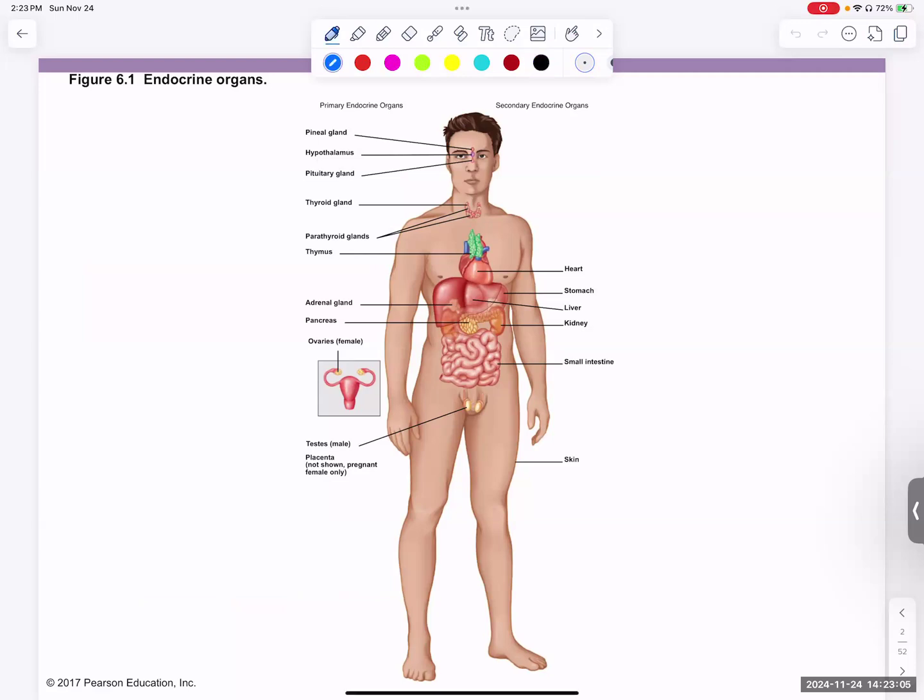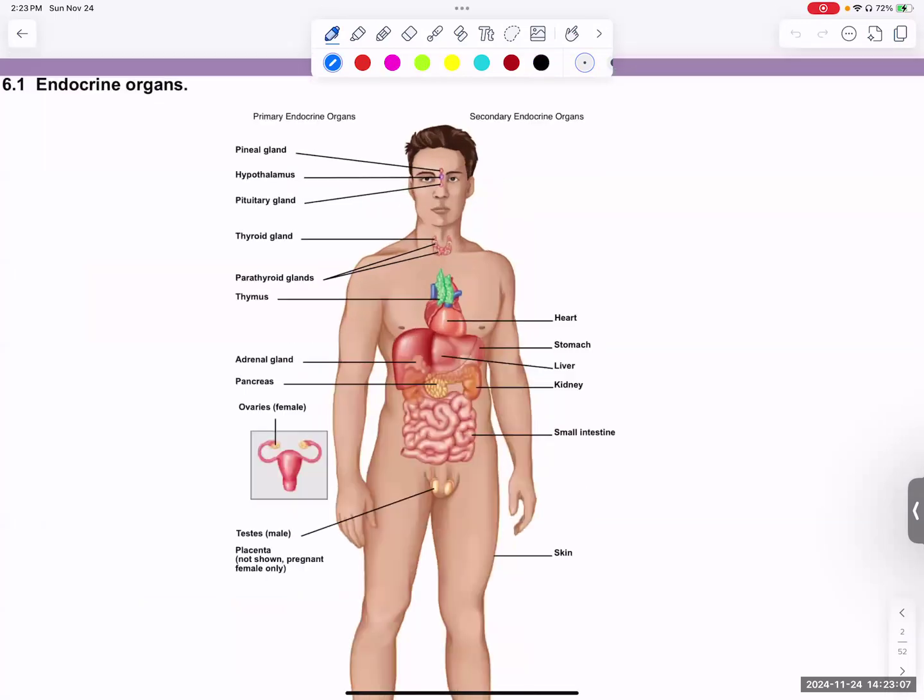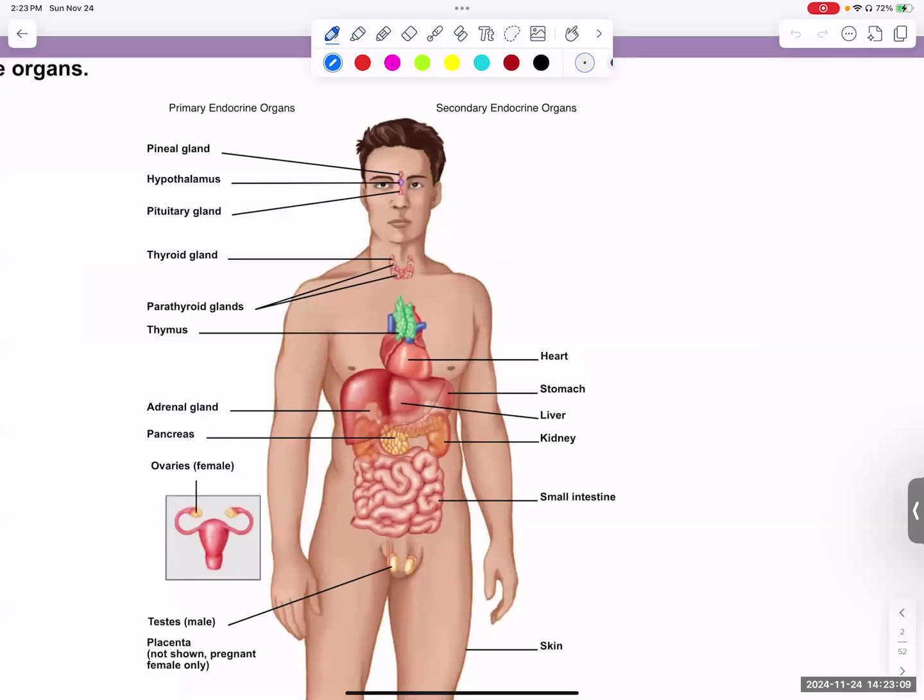Hopefully, you remember from anatomy, we have several. In the brain, you have the pineal gland, produces melatonin, and that's for the sleep cycle. Then you have the hypothalamus, which controls the output of the pituitary. Really, the anterior pituitary. So that's one.